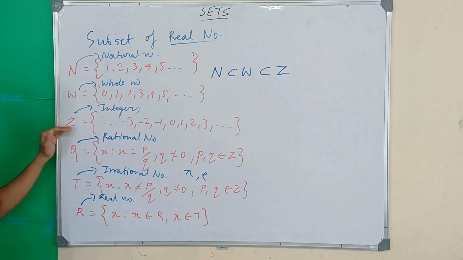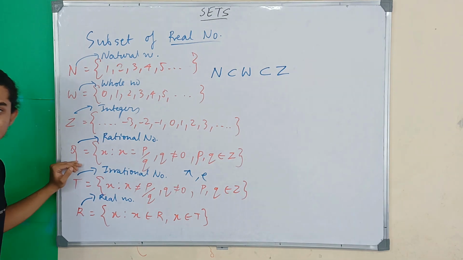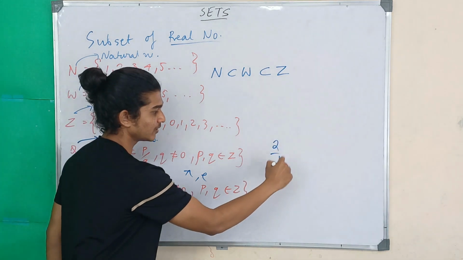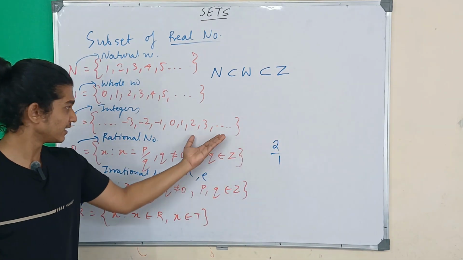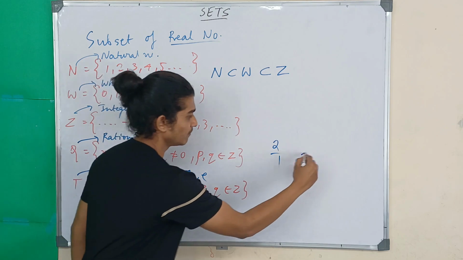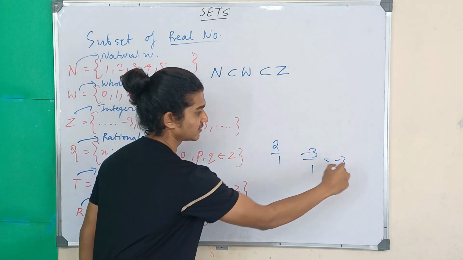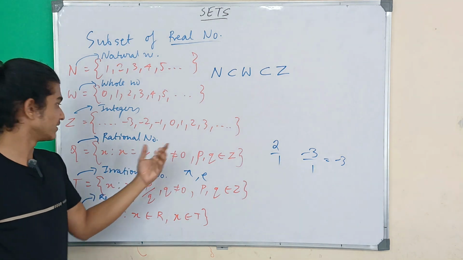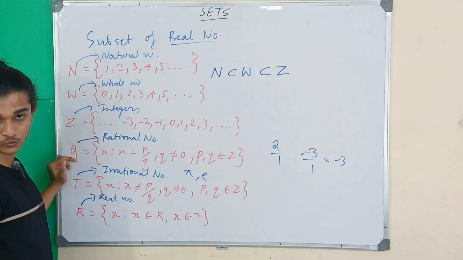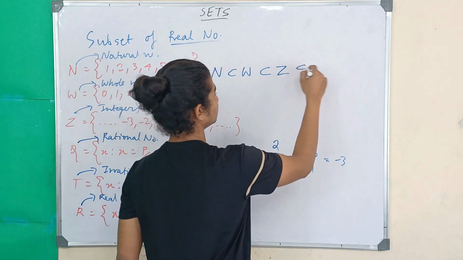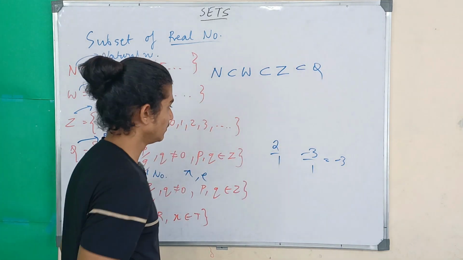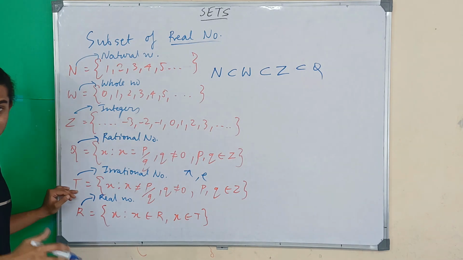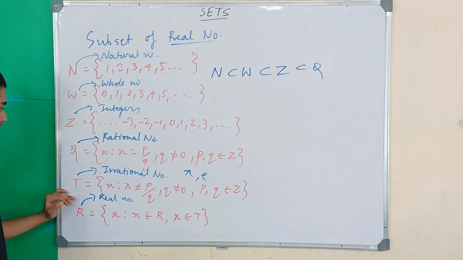Now can I say every single integer could be expressed in the form of p by q? I can say every single one could be expressed in the form of fractions. Can I write 2 as 2 by 1? Basically in the form of p by q. So I can write -3 as -3 by 1. So every single number in this could be expressed in the form of p by q. So I can say Z is a subset of Q. So this is the thing. T is a unique set, so we don't need to include that.